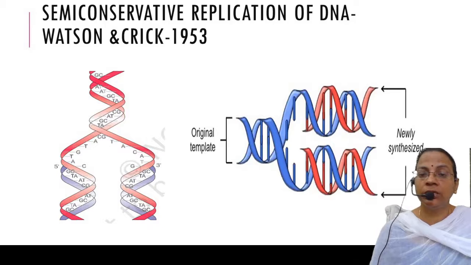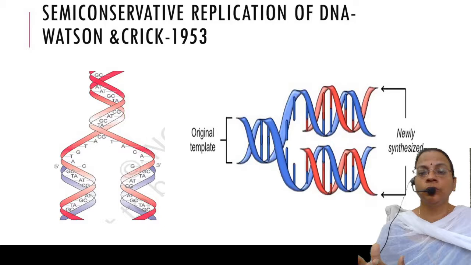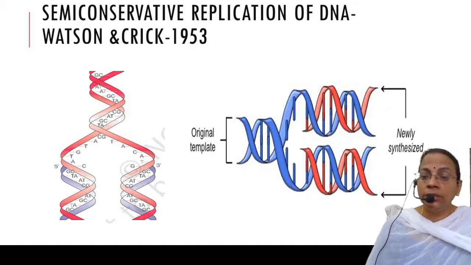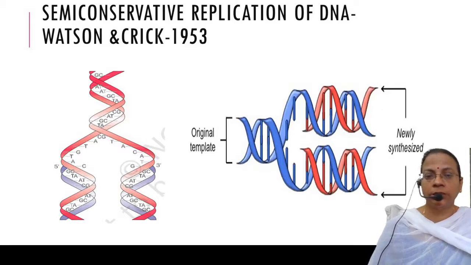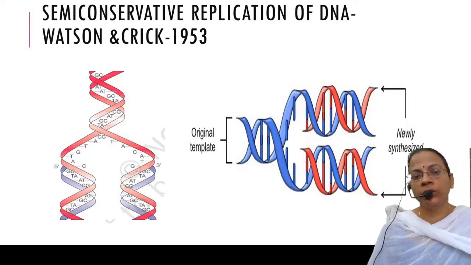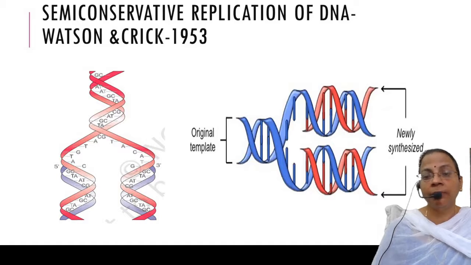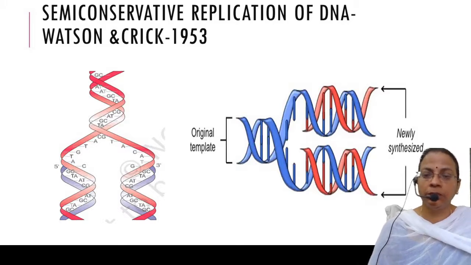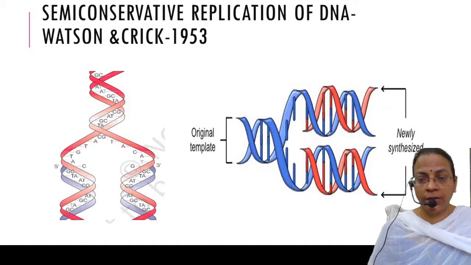So what do we mean by semi-conservative mode of replication? They said whenever a DNA molecule transforms into two molecules, since the DNA molecule consists of two strands, here in the figure it is given, one strand in blue and the other in red. When they replicate into two, in that process the two polynucleotide strands will separate and each polynucleotide strand will act as the template.